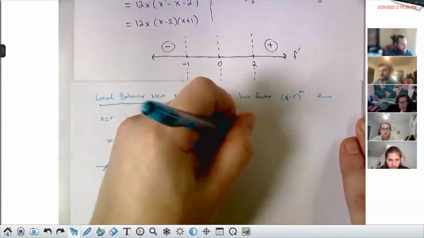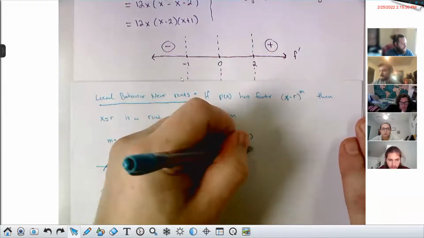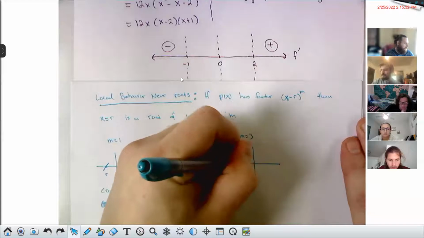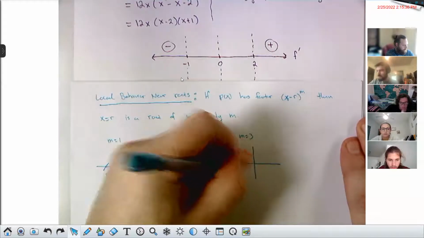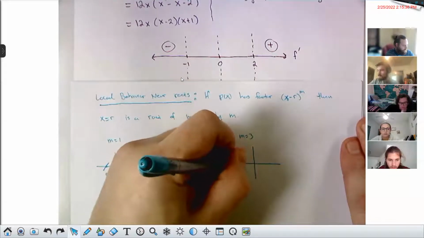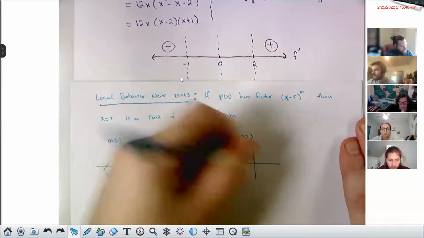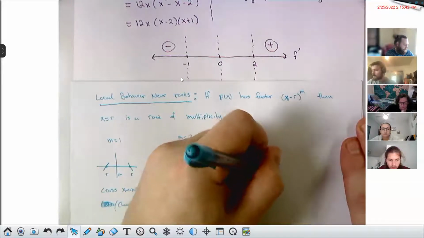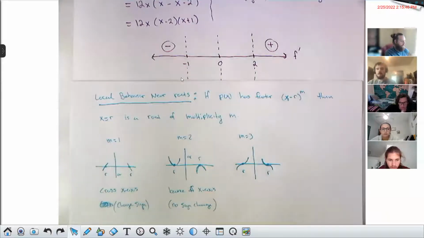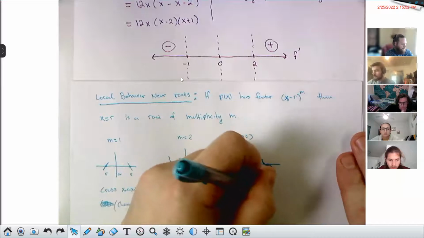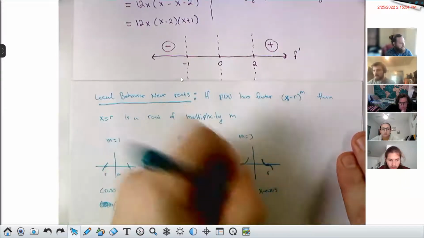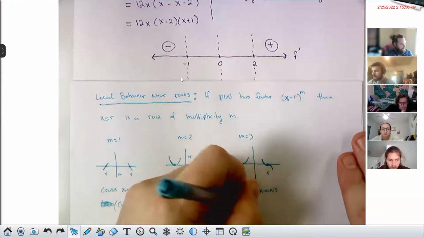If n is equal to 3, if you have a multiplicity 3 root, again, there's two possibilities, whether you're going from below to above or above to below. It will either look something like this or like this, and you will cross the x-axis, which again means a sign change.